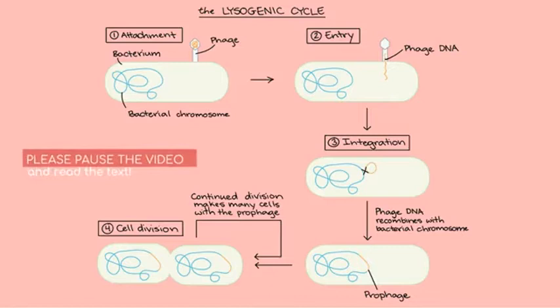In the lysogenic cycle, the bacterium isn't killed immediately, but instead, the genetic material of the host combines with the phage's original one. Under certain conditions, the phages will switch to the lytic cycle and release new phages. Scientists are still unsure what causes this to happen though.